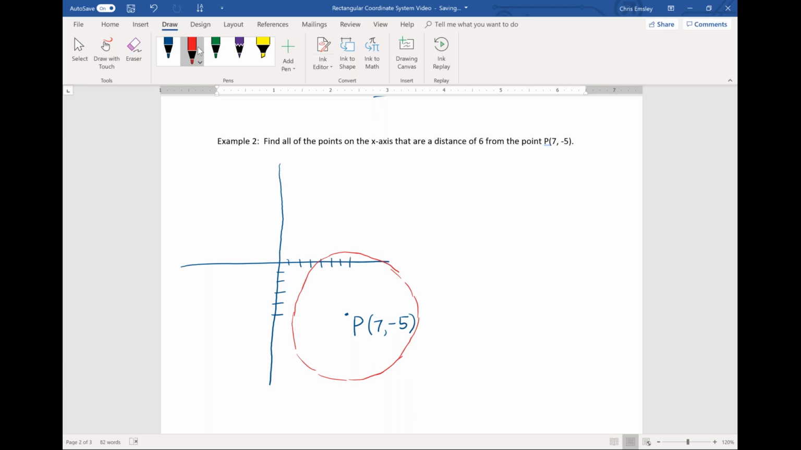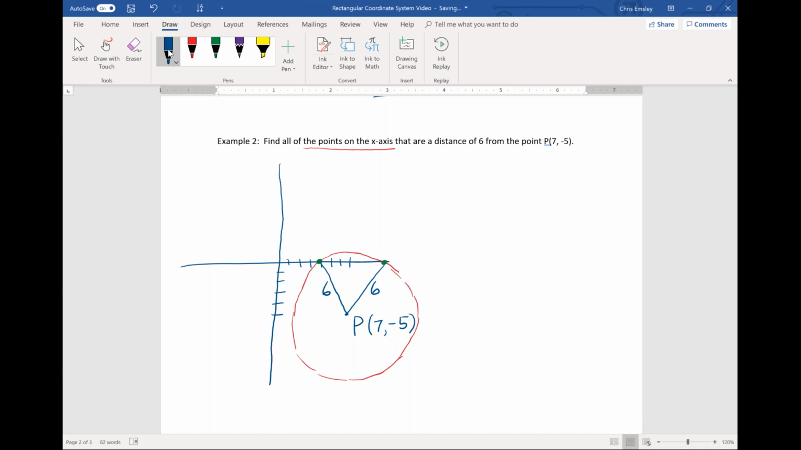But it did not ask us to find every single point that's 6 units away. It asked to find all the points that are on the x-axis. So we are trying to find this point and this point. Those 2 points are both 6 units away because they're on our circle, and they are both on the x-axis.